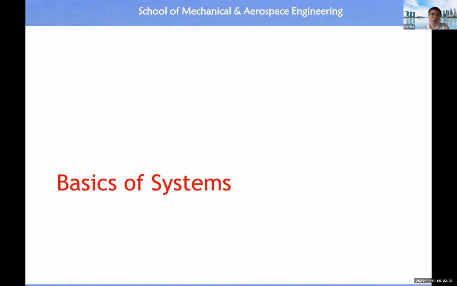So when you are going to design control system for your robot, the concept of a system is extremely important, because the purpose of designing control system is to change the dynamic response or static response of your robot in order to meet the requirement of your application or meet the requirement of your user's application.